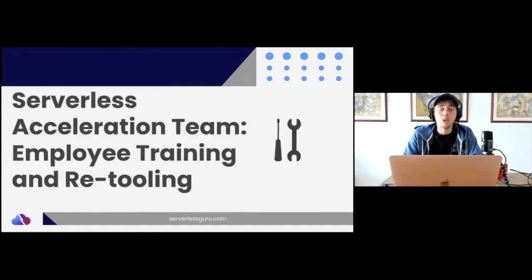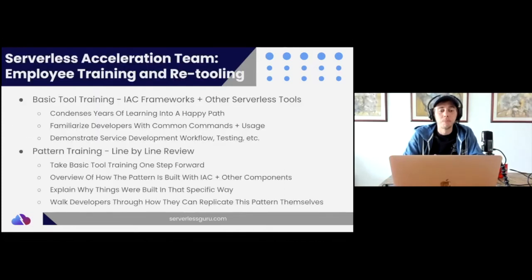And so getting into employee training and retooling, this is also a core component of the serverless acceleration team. You're going to have things like the basic tool training. So this is like IaC frameworks. For that, you can think about Serverless Framework, AWS SAM, things like that. The idea here is that we're going to condense years of learning into a happy path.